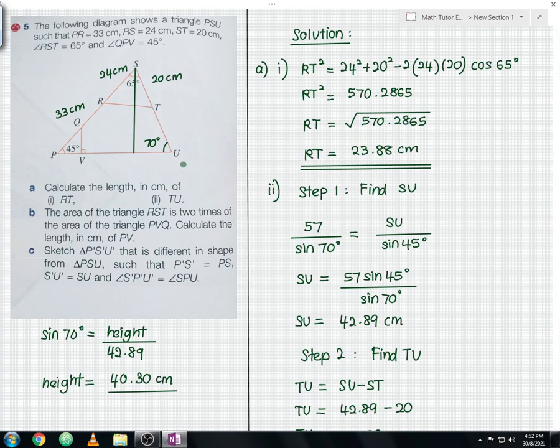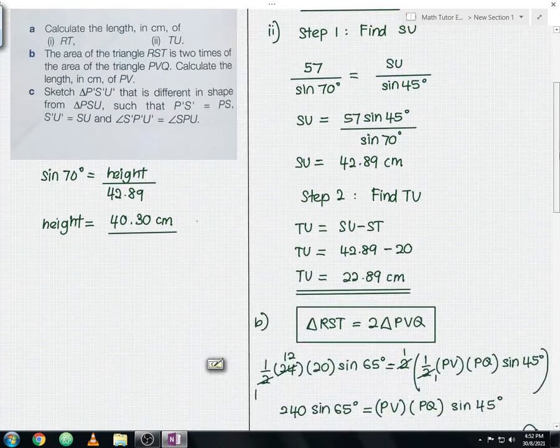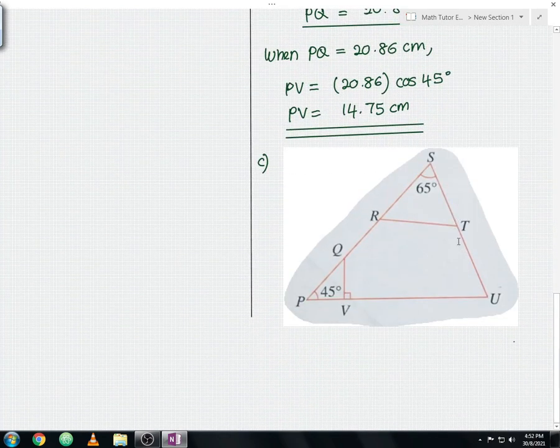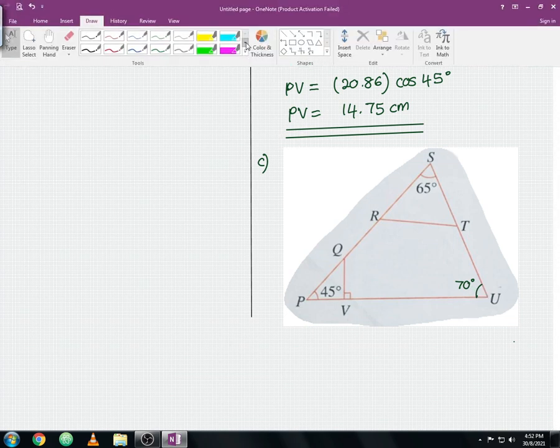So from here we are required to sketch the triangle P prime, S prime and U prime. Let me scroll it down for the working. I'm going to show the working from here onwards. Let me just label here 70 degree. Since we are required to fulfill all the three conditions, I'm going to use a new color to differentiate it. Let me use a red pen.